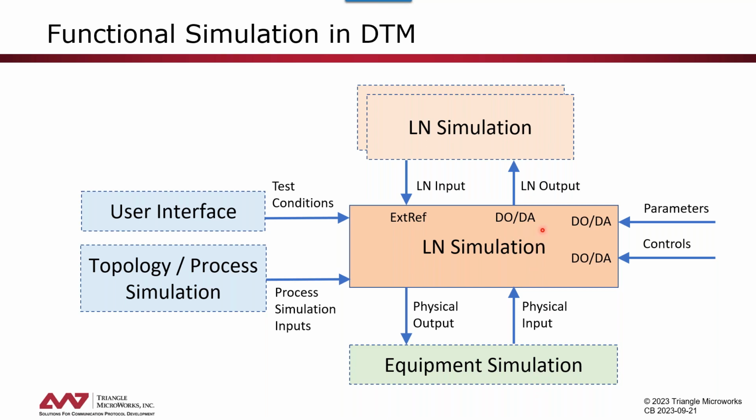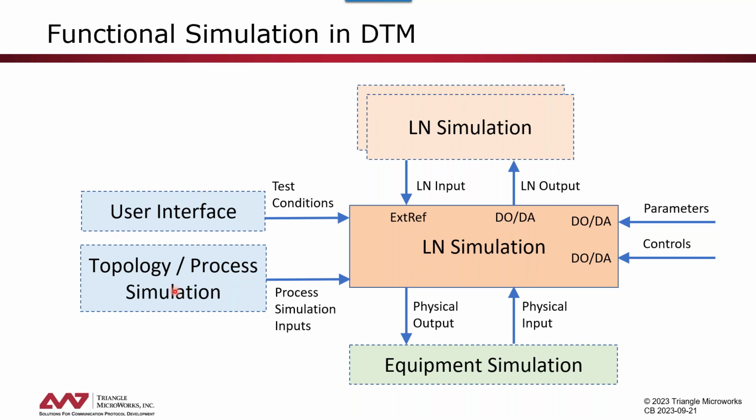In order to perform this simulation, we need some additional control. One of them is a control through a user interface. If you want to run a test, you may want to simulate a test case where the breaker opens, or a test case where the breaker fails, so that you can verify your breaker failure function. So through a user interface, we can influence our functional simulation in DTM.